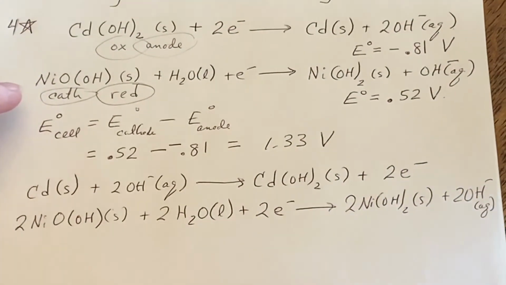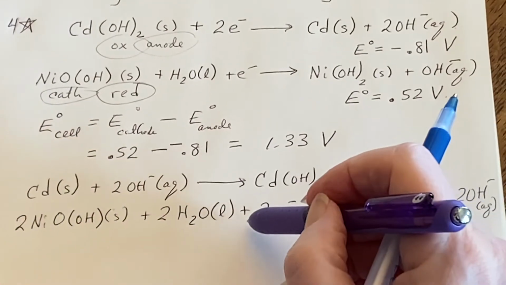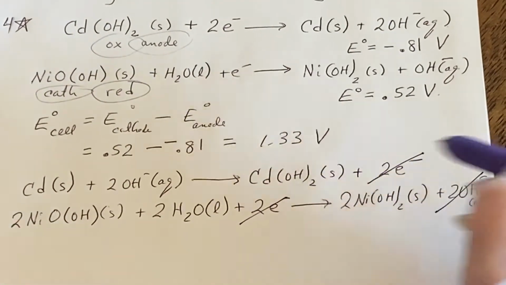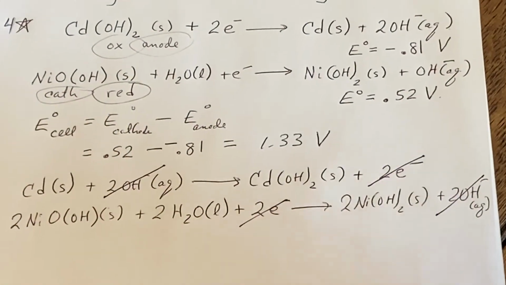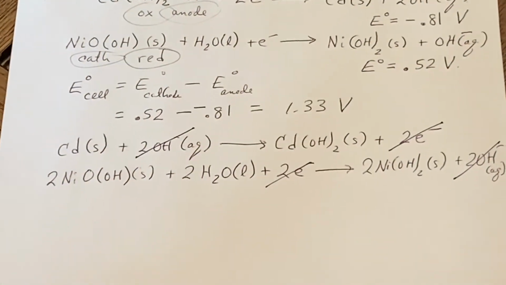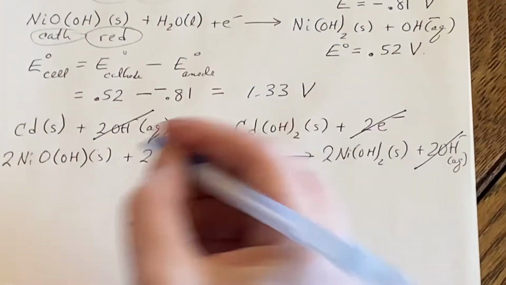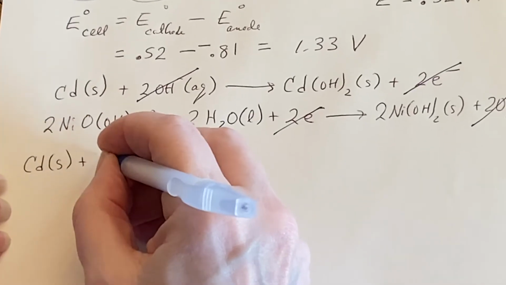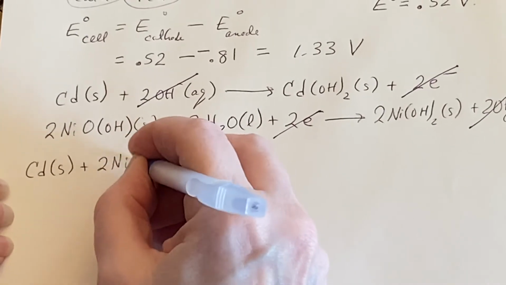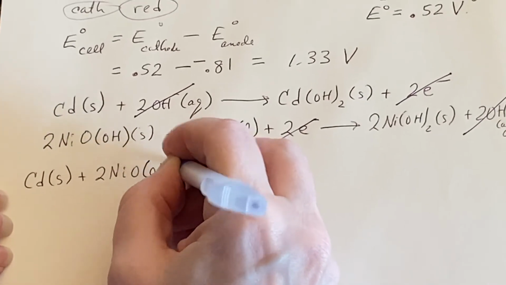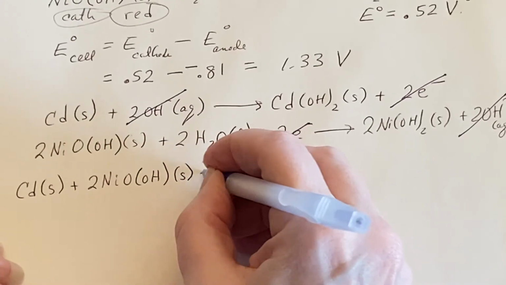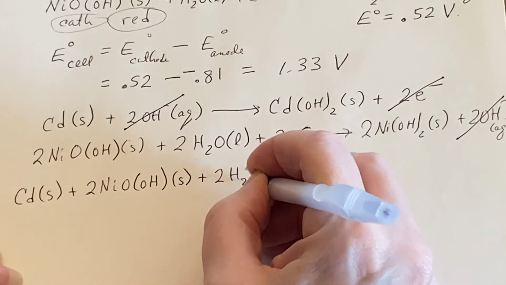Now if I look at that, I will notice that not only do I get to cancel out the electrons, but I'm also getting to cancel out the hydroxide. And now I can write down the overall equation: cadmium as a solid interacting with this strange nickel compound, which is also a solid. That's a little weird, but they've got water there to help things move around.